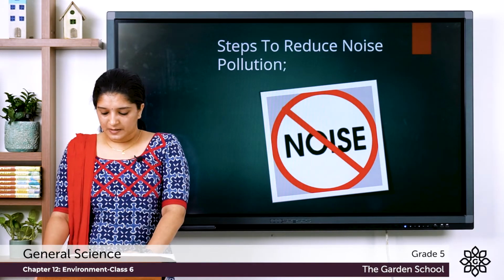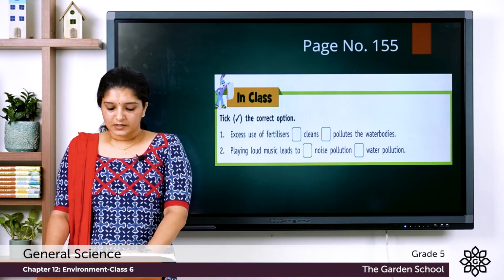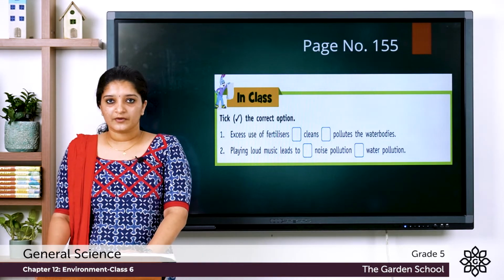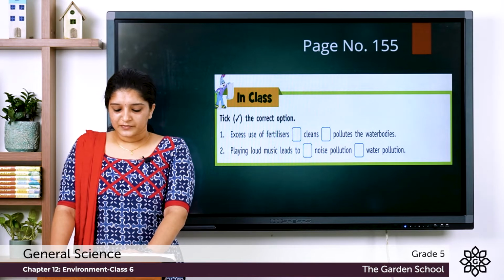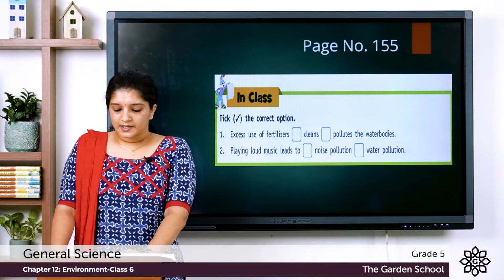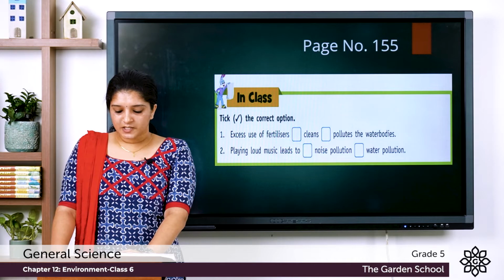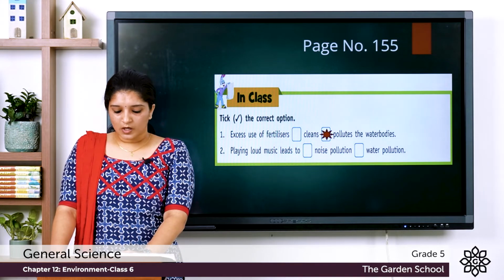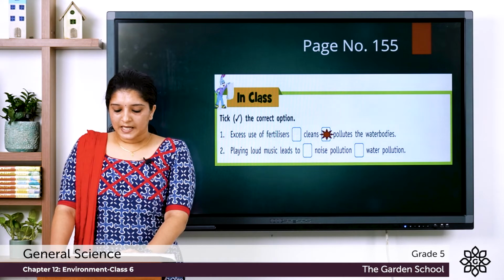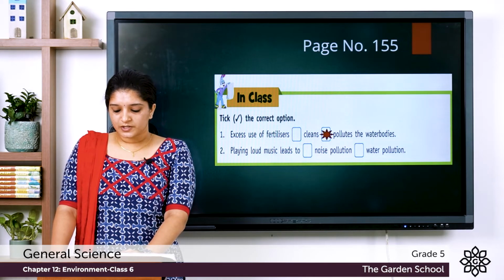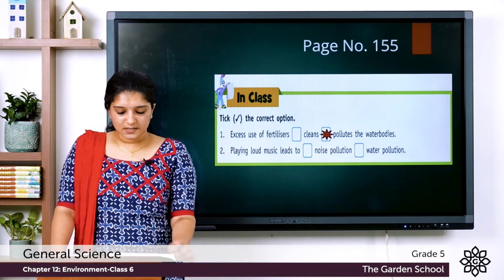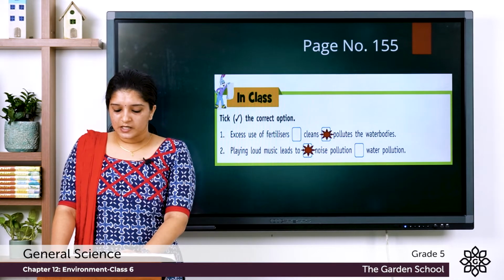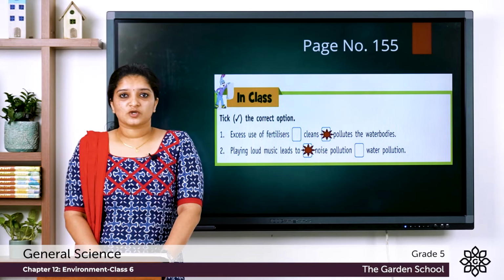Now let's do an activity on page number 155. There are two questions given and you have to choose the right option. The first question, excess usage of fertilizers dash the water bodies. The options are cleans and pollutes. The answer is pollutes. Excess usage of fertilizers pollutes the water bodies. Second question, playing loud music leads to dash. The options are noise pollution and water pollution. The answer is noise pollution. That was all about this chapter.